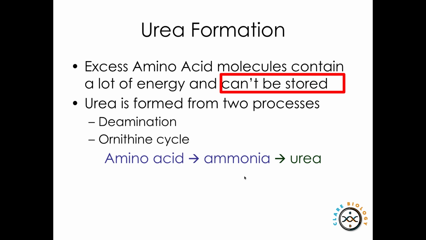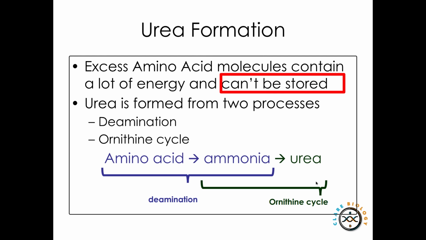So the first stage of urea formation is the deamination stage. Deamination is a result of the excess amino acids not being able to be stored within the body. So it's really important that we break these down. We don't want just to get rid of amino acids from the body. We want to break them down so we can use some of the useful parts of that amino acid in our other functions within the body, which I will explain in a few minutes.